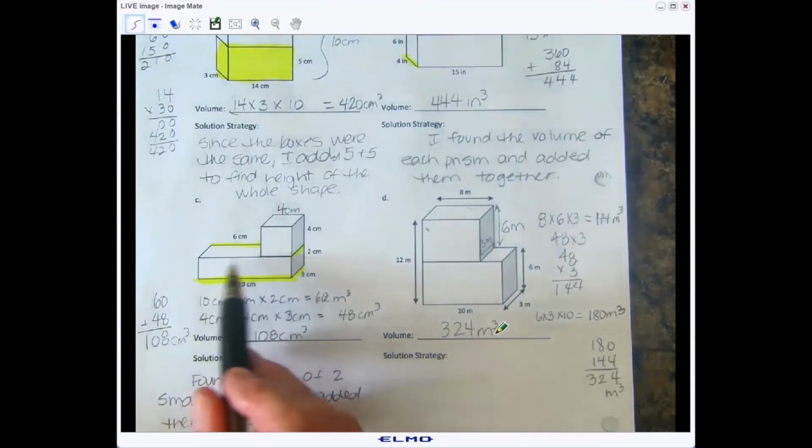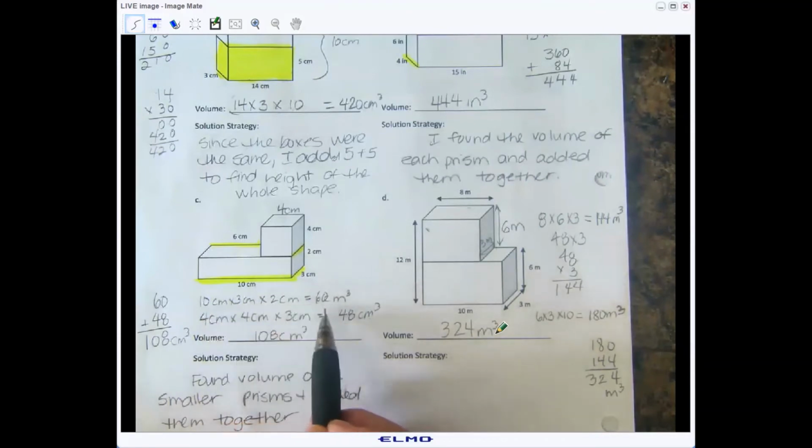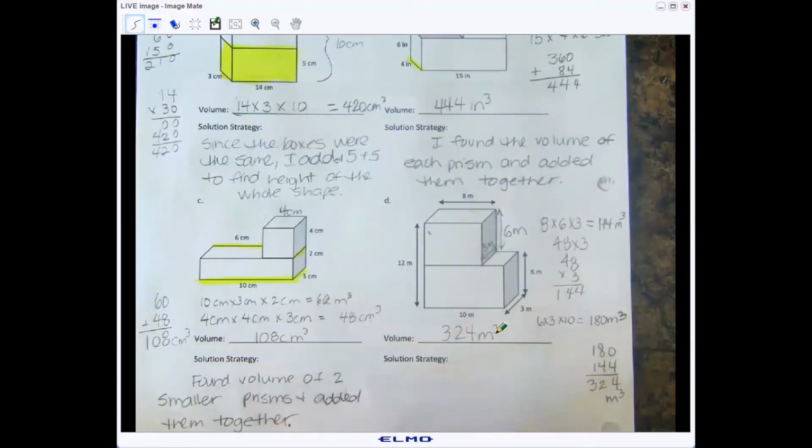And the long narrow box is 10 by 3 by 2, which is 60 cubic centimeters. And when we add those together, we get 108 cubic centimeters.